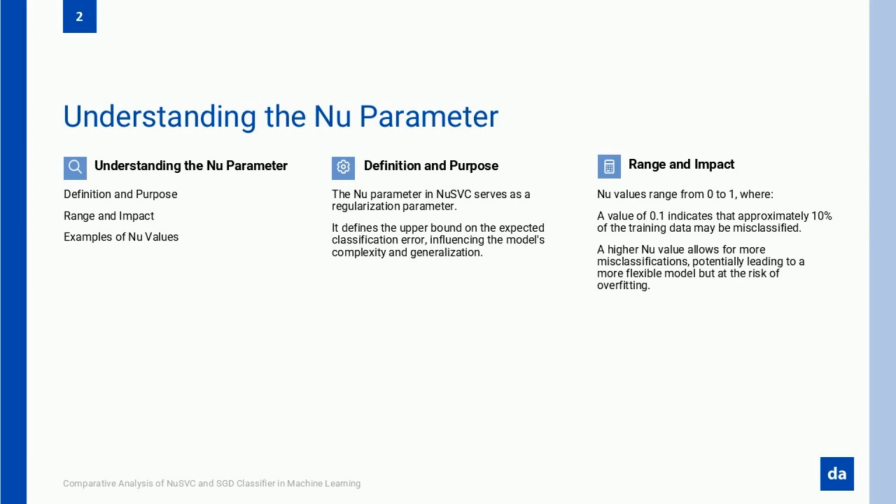At its core, nu is a regularization term, but what makes it extraordinary is the level of control it gives you. Think of it this way. Setting nu to 0.1 is like saying, I'll allow up to 10% of my data to be misclassified, but only if it means my model can find a hyperplane that maximizes separation everywhere else. It's a trade-off, yes, but one that puts the power squarely in your hands.